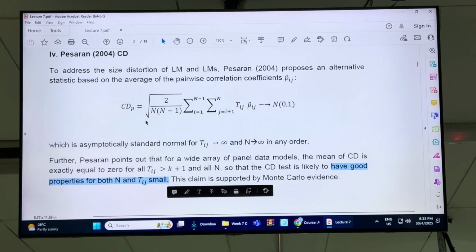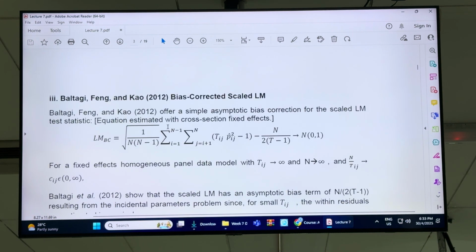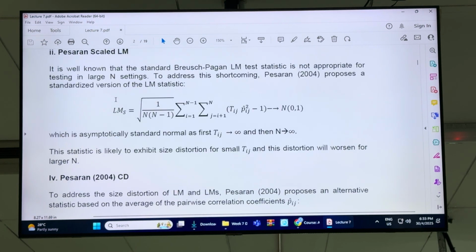So you can see the chronology, right? The original test, the scaled version, and also the Pesaran version. Another version is proposed by Baltagi et al. Actually, this one is bias corrected, because you already mentioned that the scaled LM test has an issue. So Baltagi in 2012 offered an asymptotic bias corrected test for the scaled LM test to solve the issue highlighted in the scaled test.